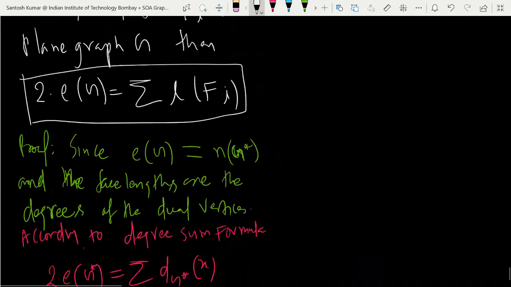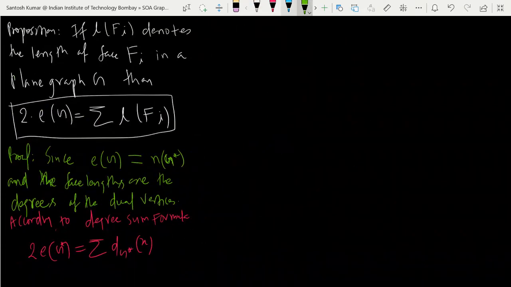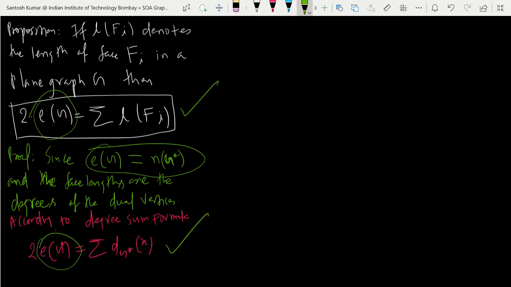You compare the statement we want to prove with this degree sum formula. You already know this quantity is equal to this quantity, because in writing the dual of a graph, the number of edges remains the same. So the left-hand side in both statements, what is to be proved and what we know, is the same. So this degree sum formula is equivalent to the formula we want to prove. Left side is equal, now come to the right side.